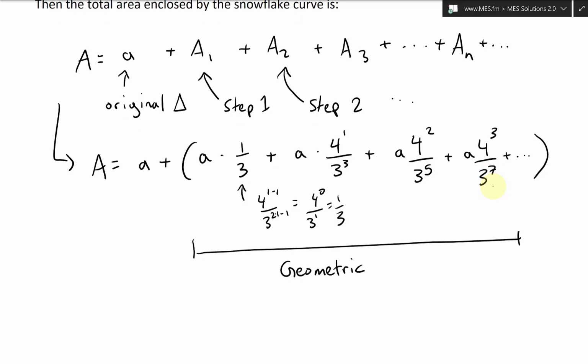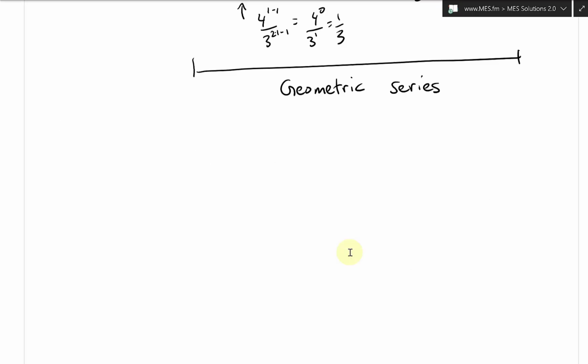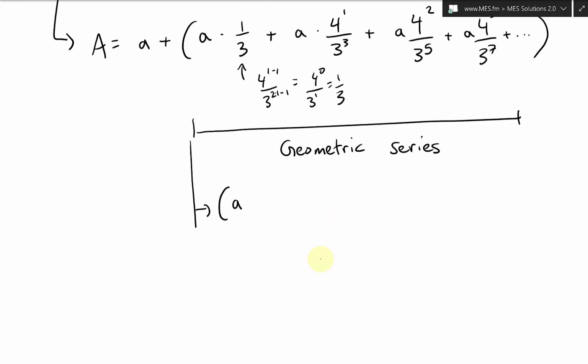Geometric series. What we could do is determine the terms. Recall the geometric series: a plus ar plus ar squared plus etc., dot dot dot, all the way until forever.